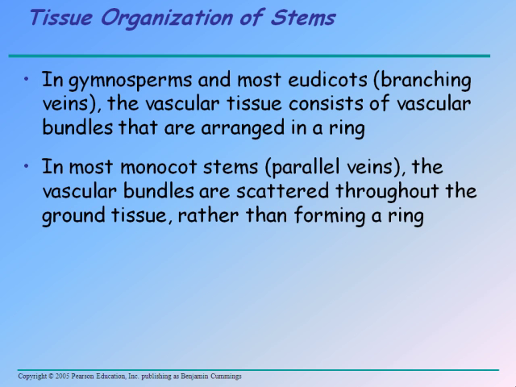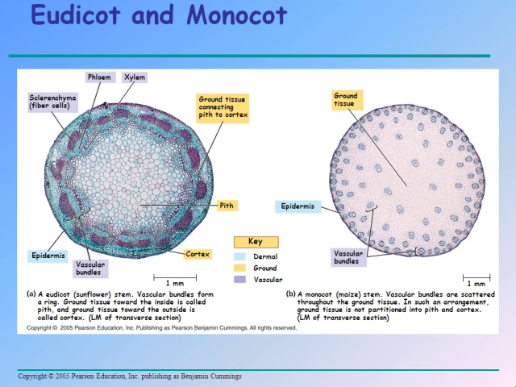Tissue organization of stems. In gymnosperms, like conifers, and most eudicots that have branching veins in their leaves, the vascular tissue consists of vascular bundles that are arranged in a ring. Most monocot stems have parallel veins, like corn, grasses, and a lot of bulbs like daffodils and tulips. The vascular bundles are scattered throughout the ground tissue rather than in a ring. Here you can see a ring is formed. This is a more advanced plant, a eudicot, a flowering sunflower. Vascular bundles form a ring.